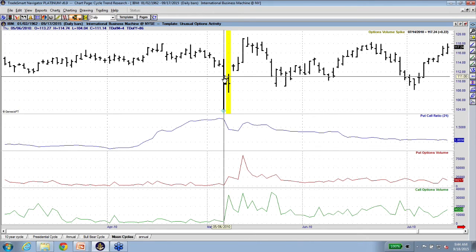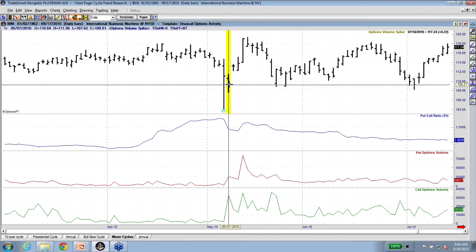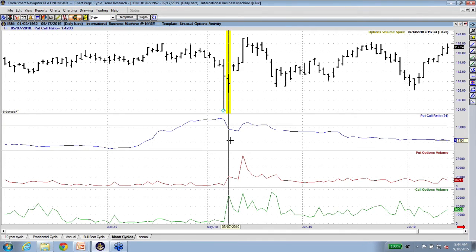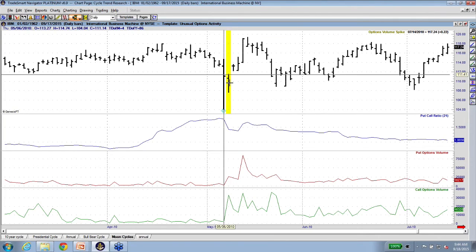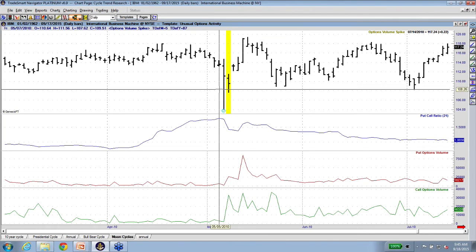You know, we went from 113.27 down to 104, but we even closed at 111, so a $2 drop. And then the next day we continued to have a drop, but we had some unusual call options activity going on in the midst of this down move. Why is that? Well, we don't know why.